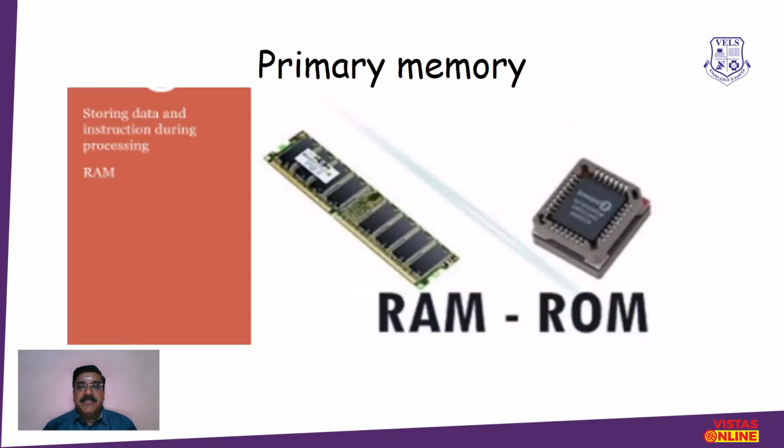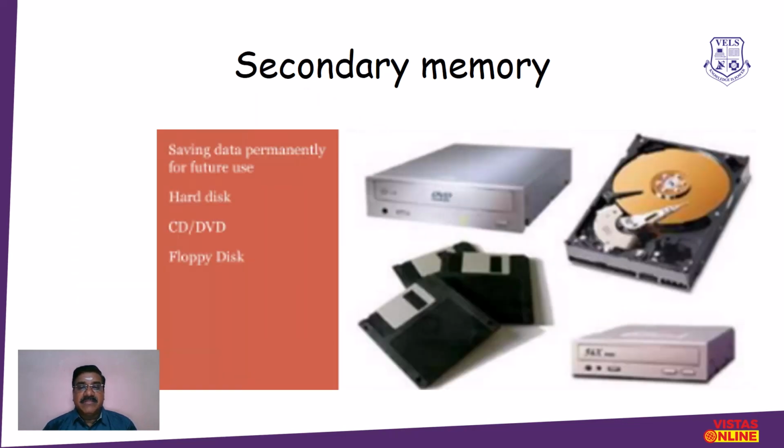Primary memory is used to support any program that can execute. It stores data and instructions during processing. Primary memories are RAM and ROM: random access memory and read-only memory. Secondary memory is used to store data permanently, saving the data for further use. It includes hard disk, CD, DVD, and floppy disk.